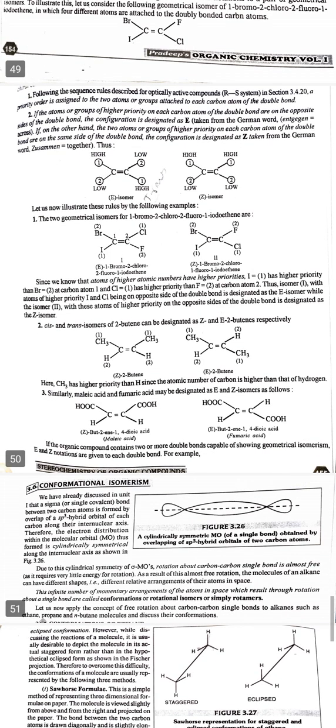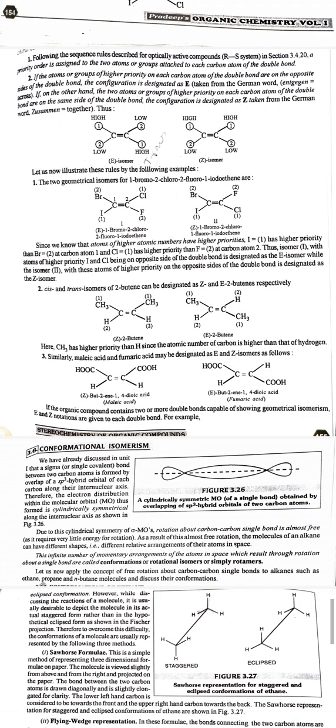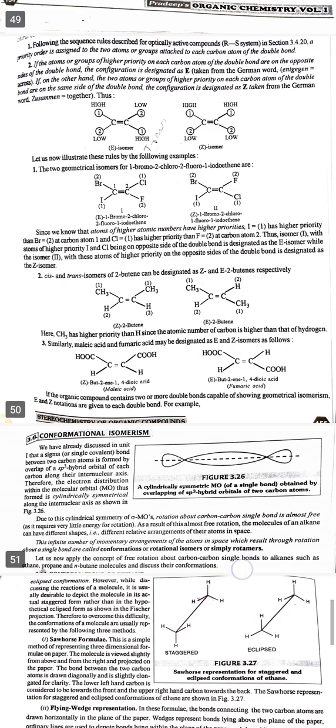Let us now illustrate these rules by the following examples. The two geometrical isomers of 1-bromo-2-chloro-2-fluoro-1-iodoethane are shown. The cis and trans isomers of 2-butene can be designated Z and E butene respectively. Conformational isomers.